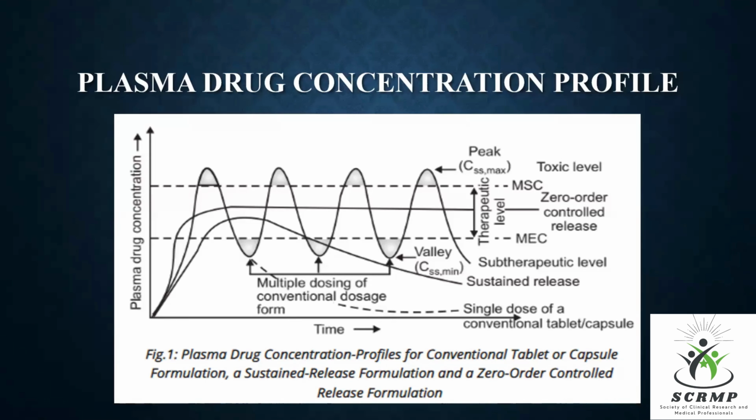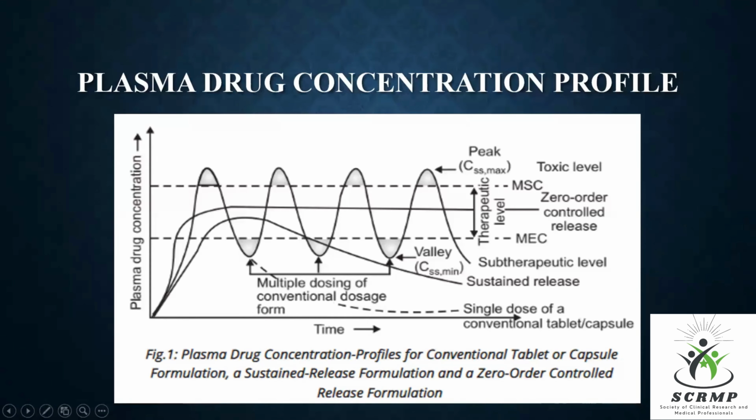This is called the conventional tablet, capsule or conventional dosage form: emulsion, suspension, tablet, capsule, or any other dosage form, for example a semi-solid dosage form. Here the toxic level is mentioned. When the drug concentration crosses the maximum level, it goes into the toxic level. Toxicity shows a higher level of bioavailability. Here we also see the subtherapeutic level, sustained release manner and controlled release manner.